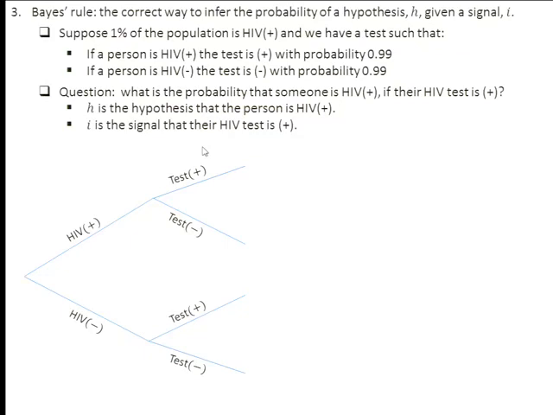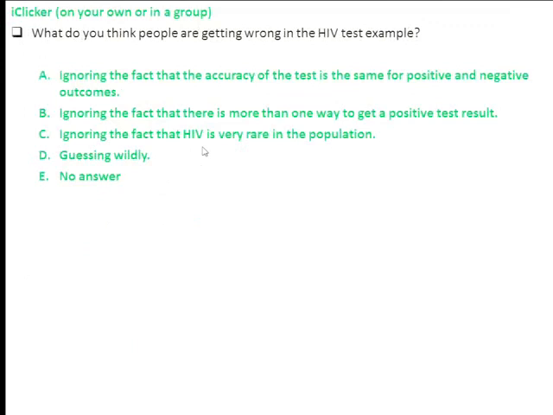Now, a whole bunch of you, some of you said 0.5, some of you said 0.99, and some of you said somewhere between 0.5 and 0.99. Most people instinctively say 0.99 or somewhere between, something too high. So the question is, what do you think people are getting wrong? What do you think you guys are getting wrong when you do this intuitively?